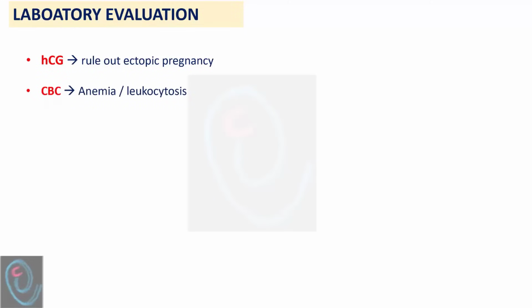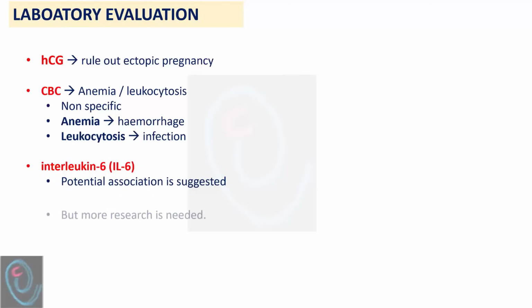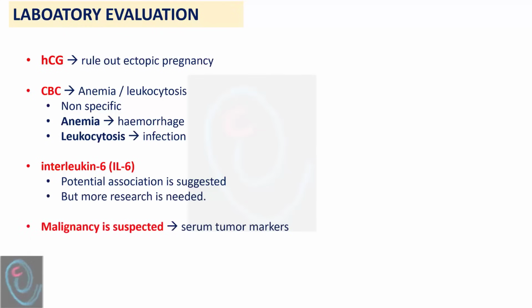During laboratory evaluation, perform HCG to rule out ectopic pregnancy. CBC may identify anemia or leukocytosis. They are non-specific findings, but may indicate hemorrhage or infection. Some studies have suggested a potential association between increased level of serum interleukin-6 and ovarian torsion, but more research is needed. If malignancy is suspected in the presence of an adnexal mass, serum tumor marker is required for further evaluation.